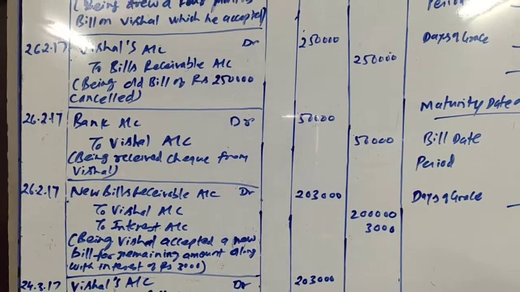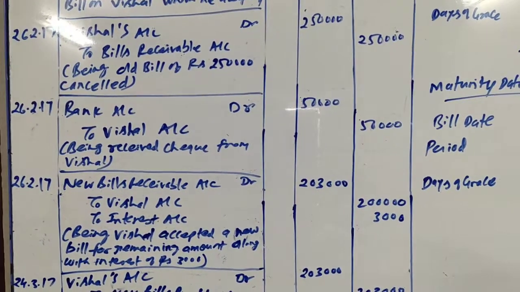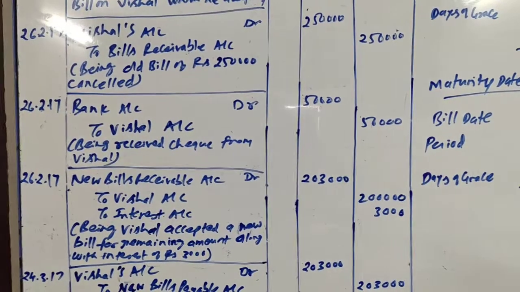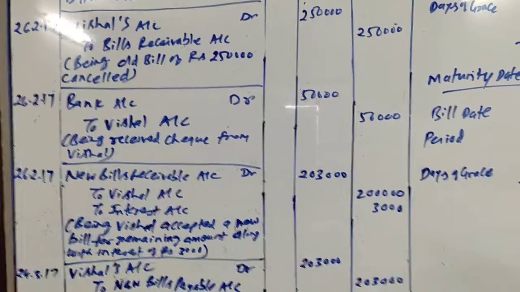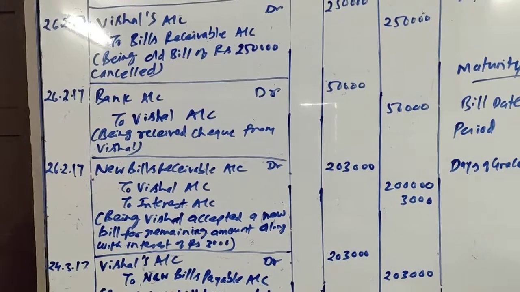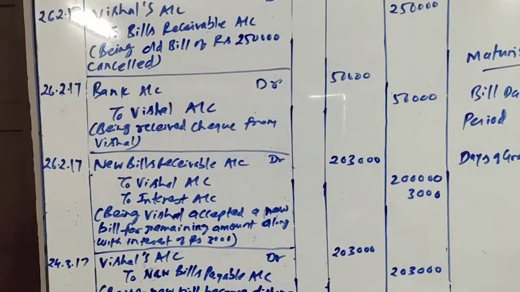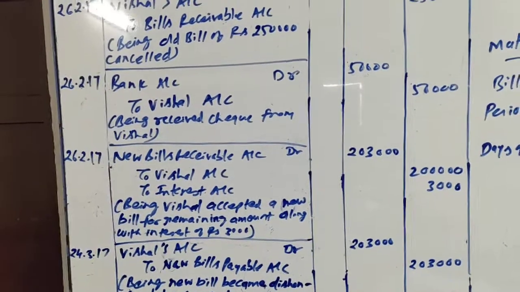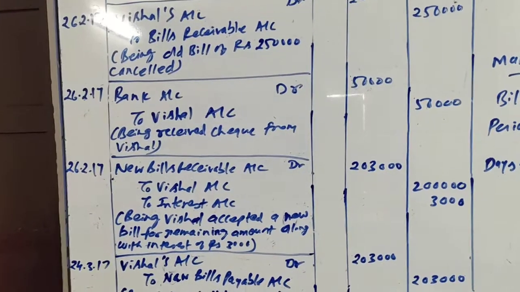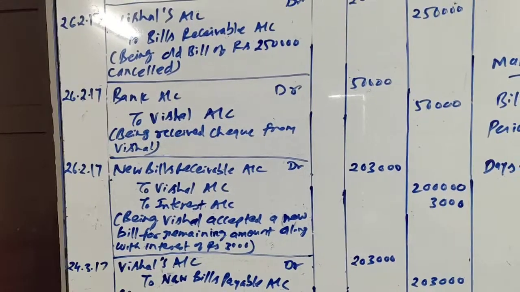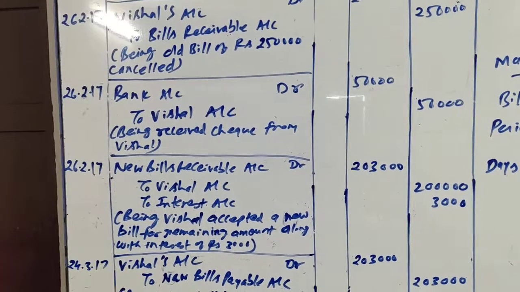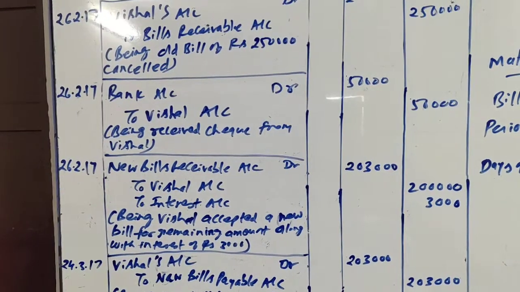Now friends, we can see 2,50,000 was receivable from Vishal, and 50,000 he has given by check. So the remaining amount is 2 lakh, and it is written that he requested to draw a bill of 2 months along with interest of 3,000 for the remaining amount. So the remaining amount is 2 lakh and interest is 3,000. So the new bill will be of 2,03,000. So here it is: on 2/6/2017, new bills receivable account debit to Vishal account 2 lakh, to interest account 3,000, and new bills receivable account debit 2,03,000.